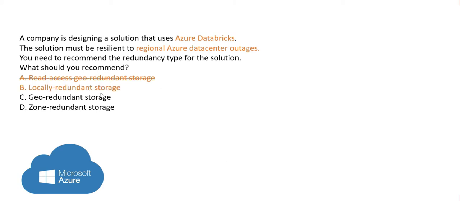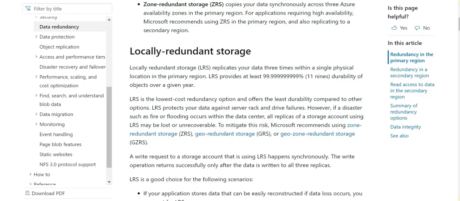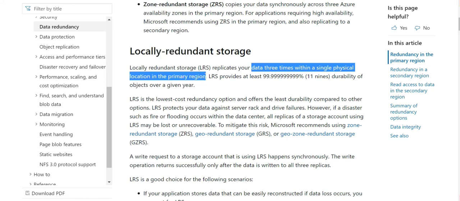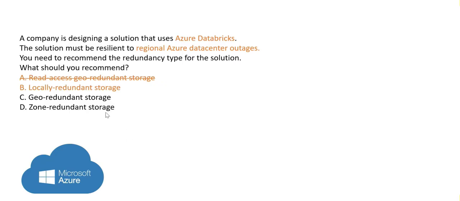Locally redundant storage will also not work because if you see locally redundant storage, it replicates your data three times within the same physical location in the primary region. So if that region itself is going down, that's our question. So this option will not help you because that region has gone down. So all three copies will go down.